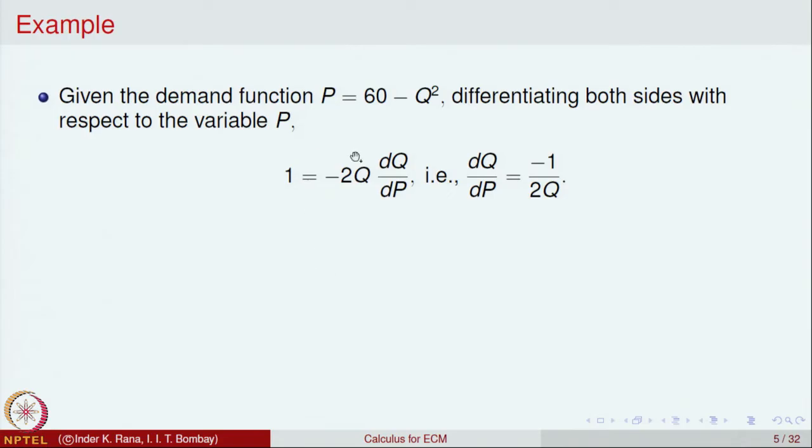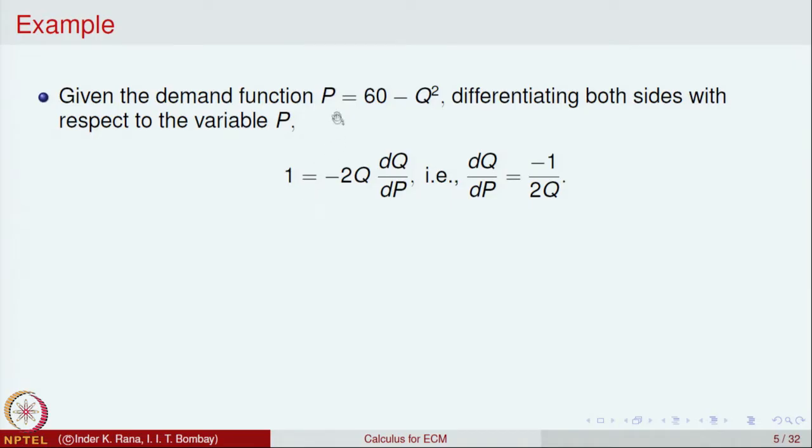Given a demand function p equal to, say, 60 minus q square. As you see, as q increases, the price is decreasing. As q is increasing, minus q square becomes a larger negative quantity. So, p will become smaller.